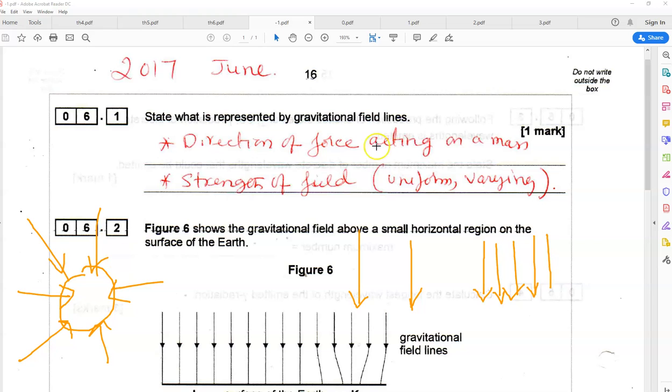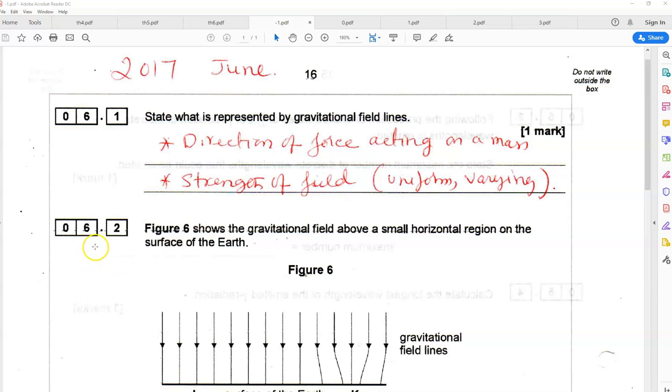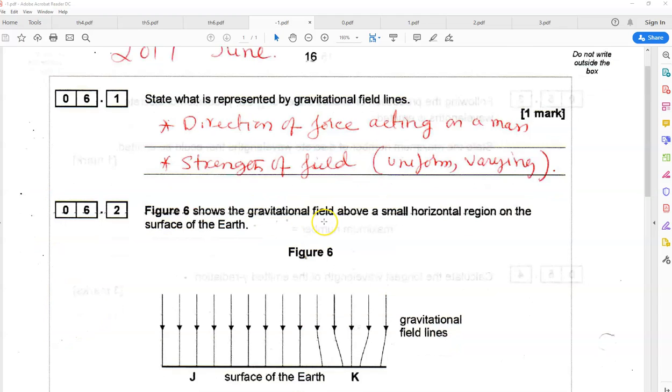And it also tells us the direction of the force acting on a mass. So if you got an object here, and the gravitational field lines have a direction like this, it means for any test object placed here, the force on this object is towards the mass. The direction of the field lines tells you what direction the force will be acting.